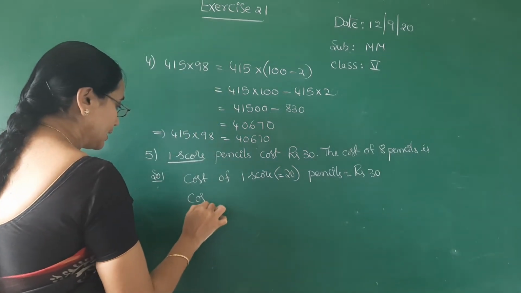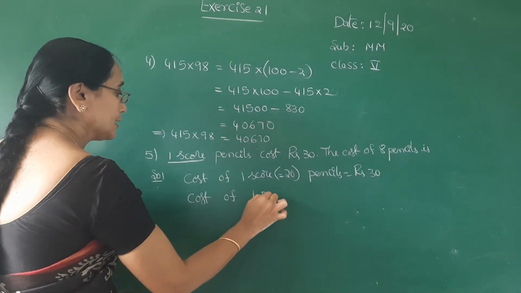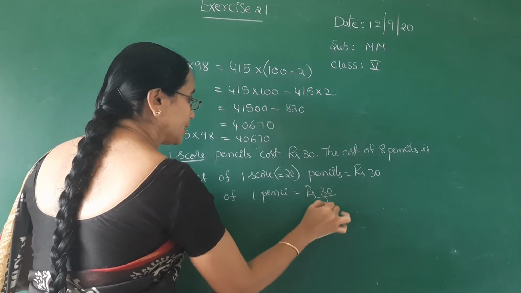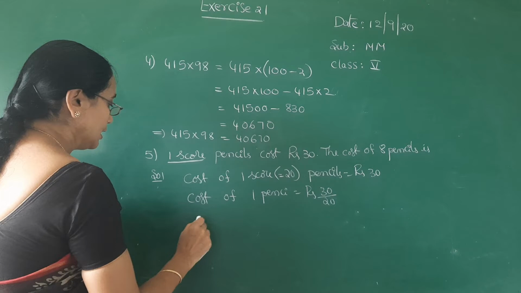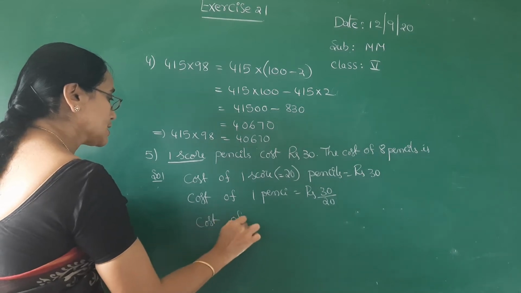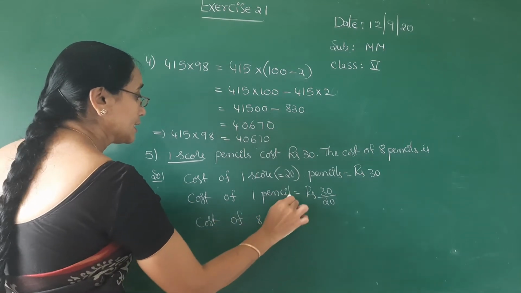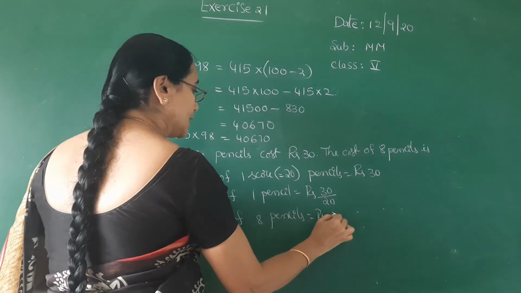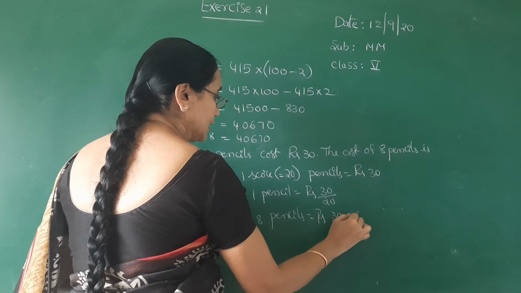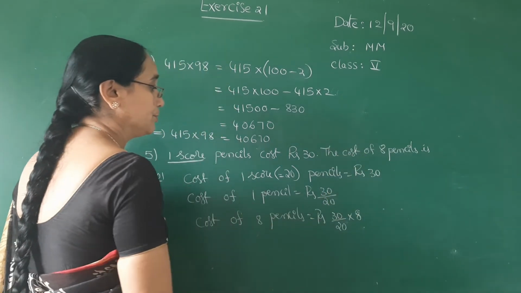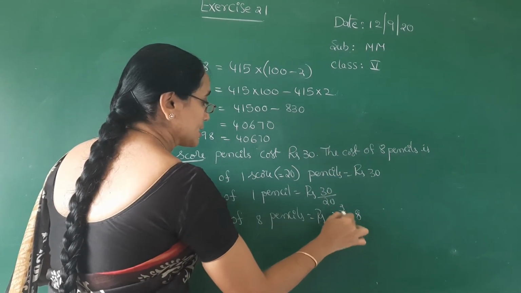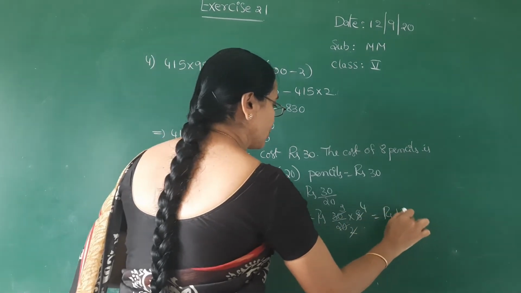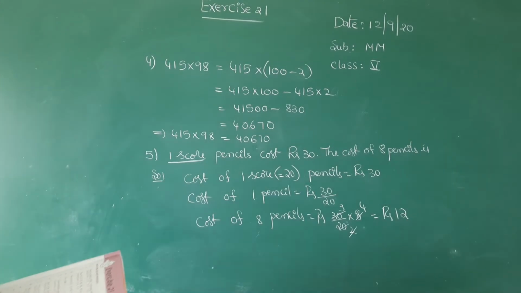So you have to find the cost of one pencil. One pencil is equal to, we have to divide 30 by 20. Don't do cancellations now. Next they are asking to find the cost of 8 pencils. The cost of 8 pencils is equal to rupees 30 by 20 into 8. You have to do division. 10 3s and 10 2s now. Again 2 4s. How much is it? 12 rupees. 3 4s are 12.